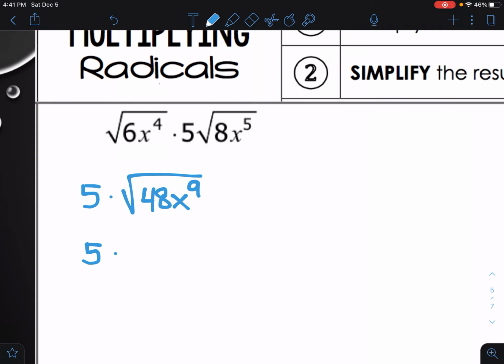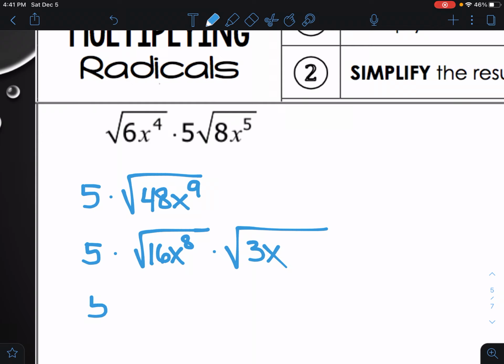So if I do that, this is a square root, so I want multiples of 2 with the exponents. The biggest perfect square that goes into 48 is 16 and 3. 16 times 3 is 48. So now multiples of 2. So the biggest multiple of 2 I can get here is x to the 8th. I would have 1 left over.